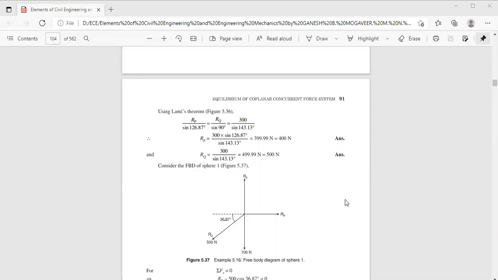So tell me the value of RS. Sigma Fy equals 0, that is RS minus 500 sine 36.87 minus 100 equals 0, or RS equals 100 plus 500 sine 36.87. How much is it?